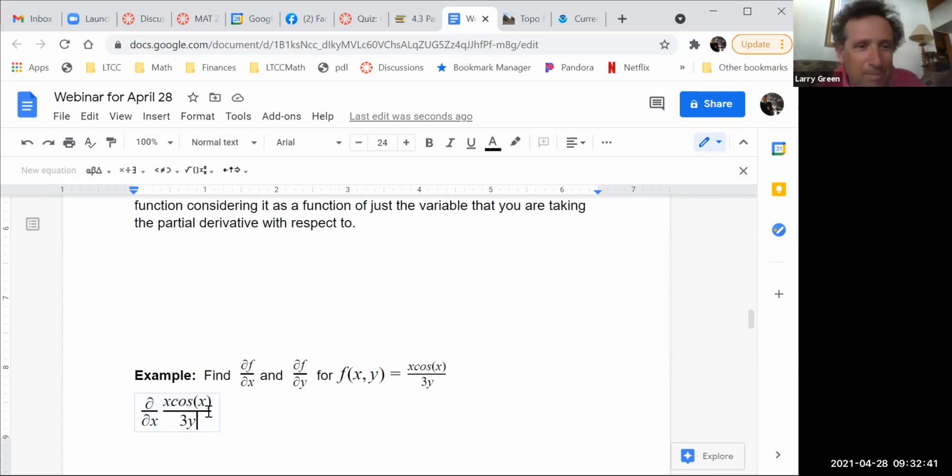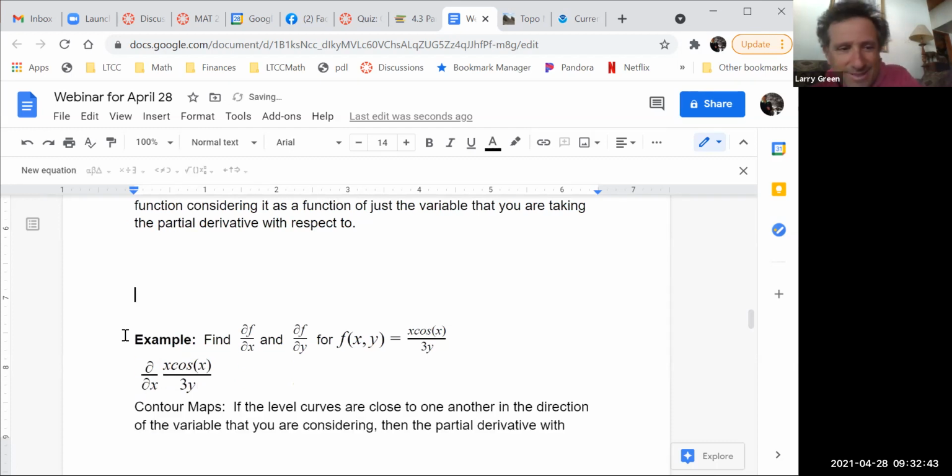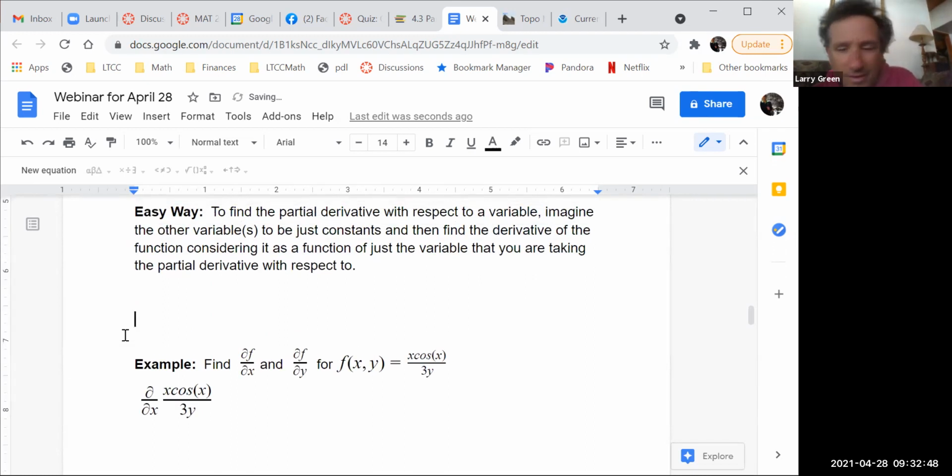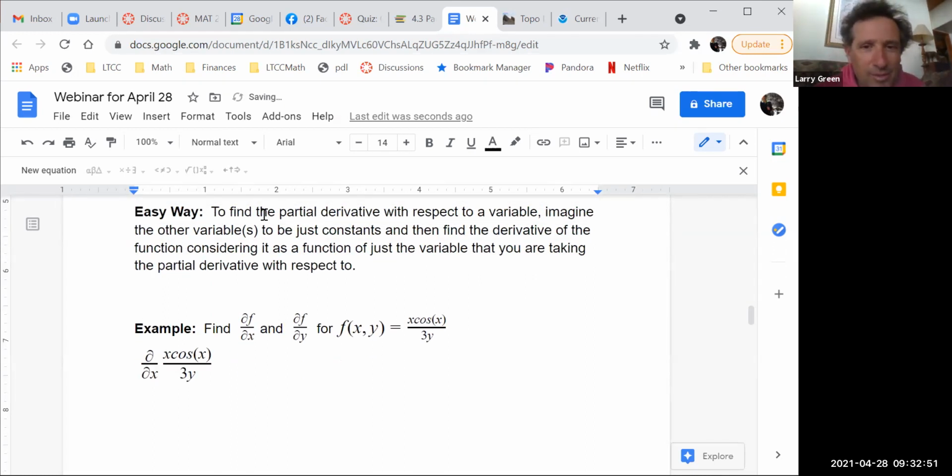All right, so now based on my little suggestion, we're going to say y is treated as a constant. Do you agree? That's what the easy way is. Well, if y was a constant, let's say it was, I don't know, 47 or something, what would you do to take this derivative as a function of one variable? What would your first step be?